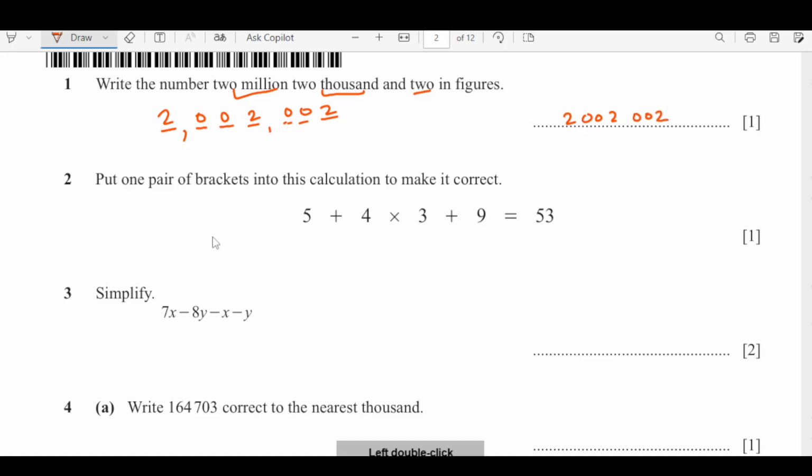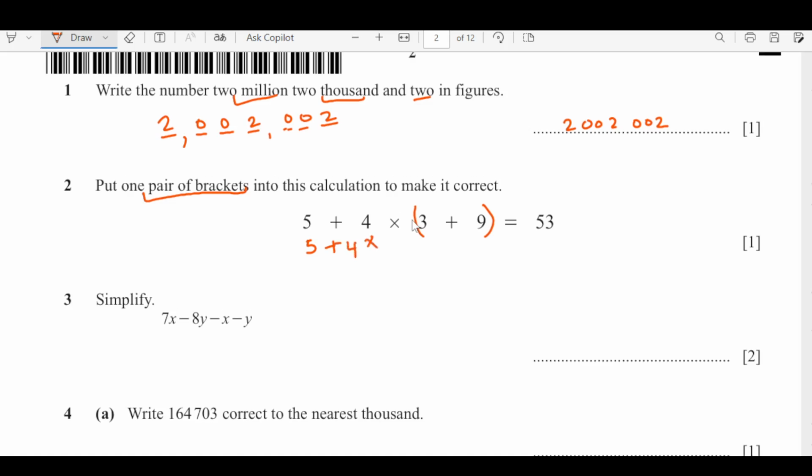Okay, now put one pair of brackets into the calculation to make this calculation correct. So the answer is 53. If we put this 4 times 3, it's 12. 12 plus 5 is 17. 17 plus 9 is not enough, so something should be bigger here. So if I take 5 plus 4 times 3 times 9, it is 12. 12 times 4 is 48 plus 5 is 53. So the bracket is going to be here, right?